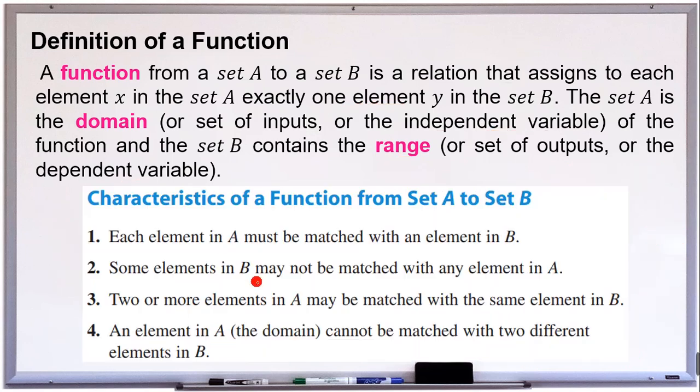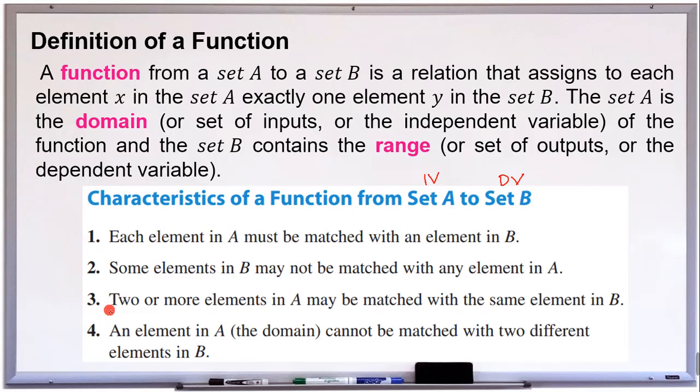Okay, so again, these are the characteristics of a function from set A to set B. Take note, our set A is our independent variable, and our set B is our dependent variable. So the first one is that each element in A must be matched with an element in B in order for it to work. For number 2, some elements in B may not be matched with any element in A. This one is also true.